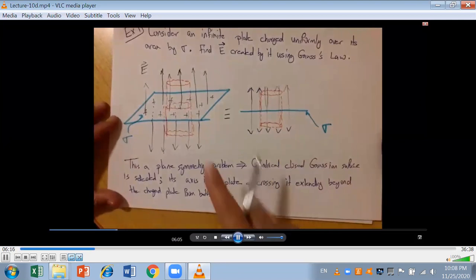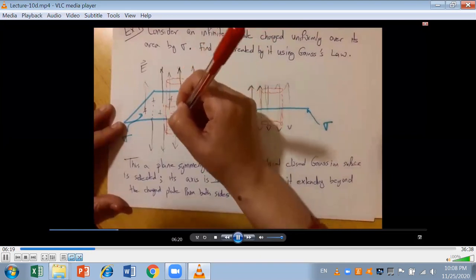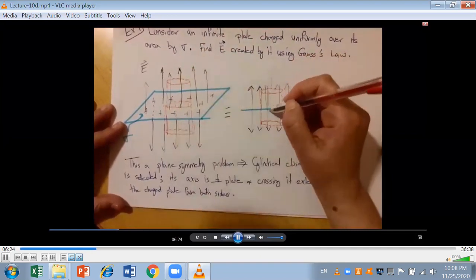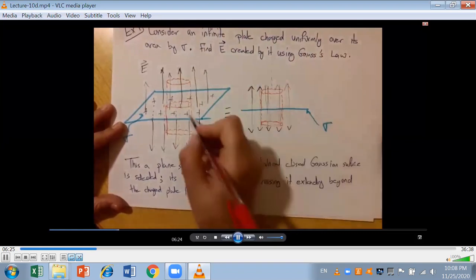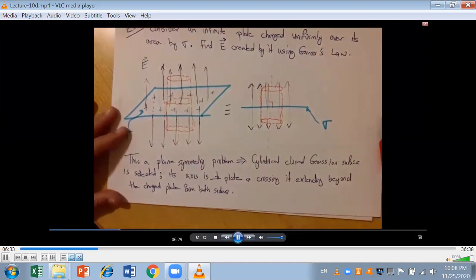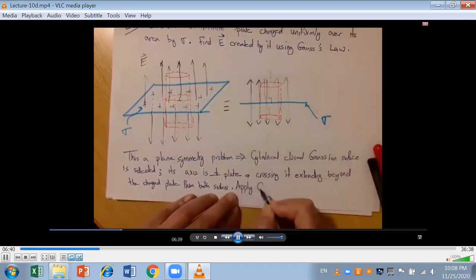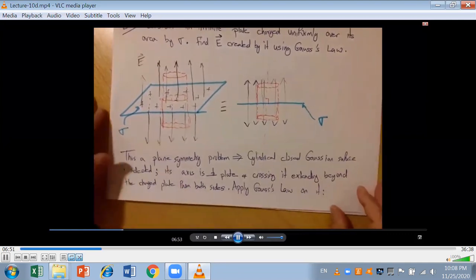This cylinder has this axis, and this is its axis. Notice how the axis is perpendicular to the plate. Now, ladies and gentlemen, what are we going to do? We're going to apply Gauss law on it.